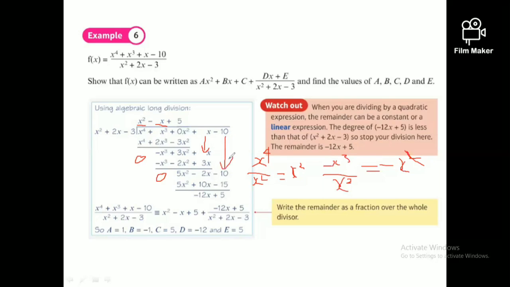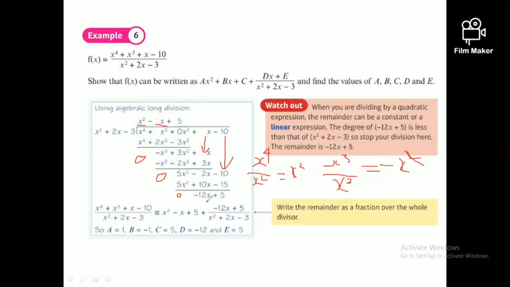Then see how many x squared terms are there for 5x squared. If you divide 5x squared by x squared, that is plus 5. Then 5 into x squared is 5x squared. 5 into 2x is 10x. 5 into minus 3 is minus 15. Then if you subtract, this is again 0. Minus 2x minus 10x is minus 12x. Minus 10 minus minus 15 is plus 15. Minus 10 plus 15 is plus 5.